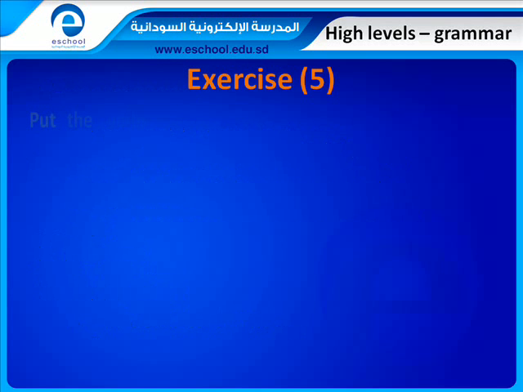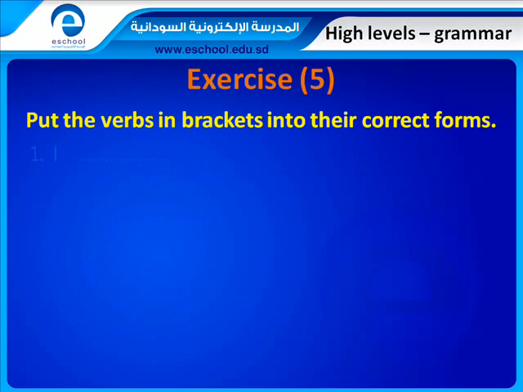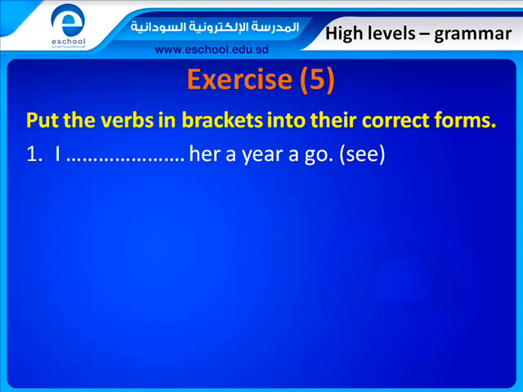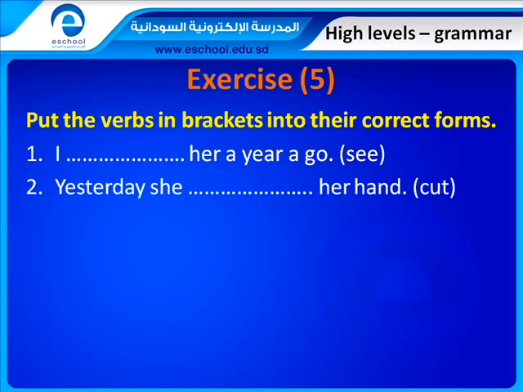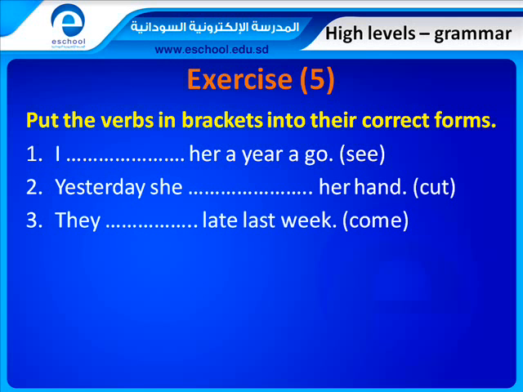Here we have an exercise about the past simple. Put the verbs in the brackets into their correct form. Number 1: I saw him a year ago. We have ago, our verb is see. Yesterday, she cut her hand, and our verb is cut. They came late last week. We have last week, and our verb is come.